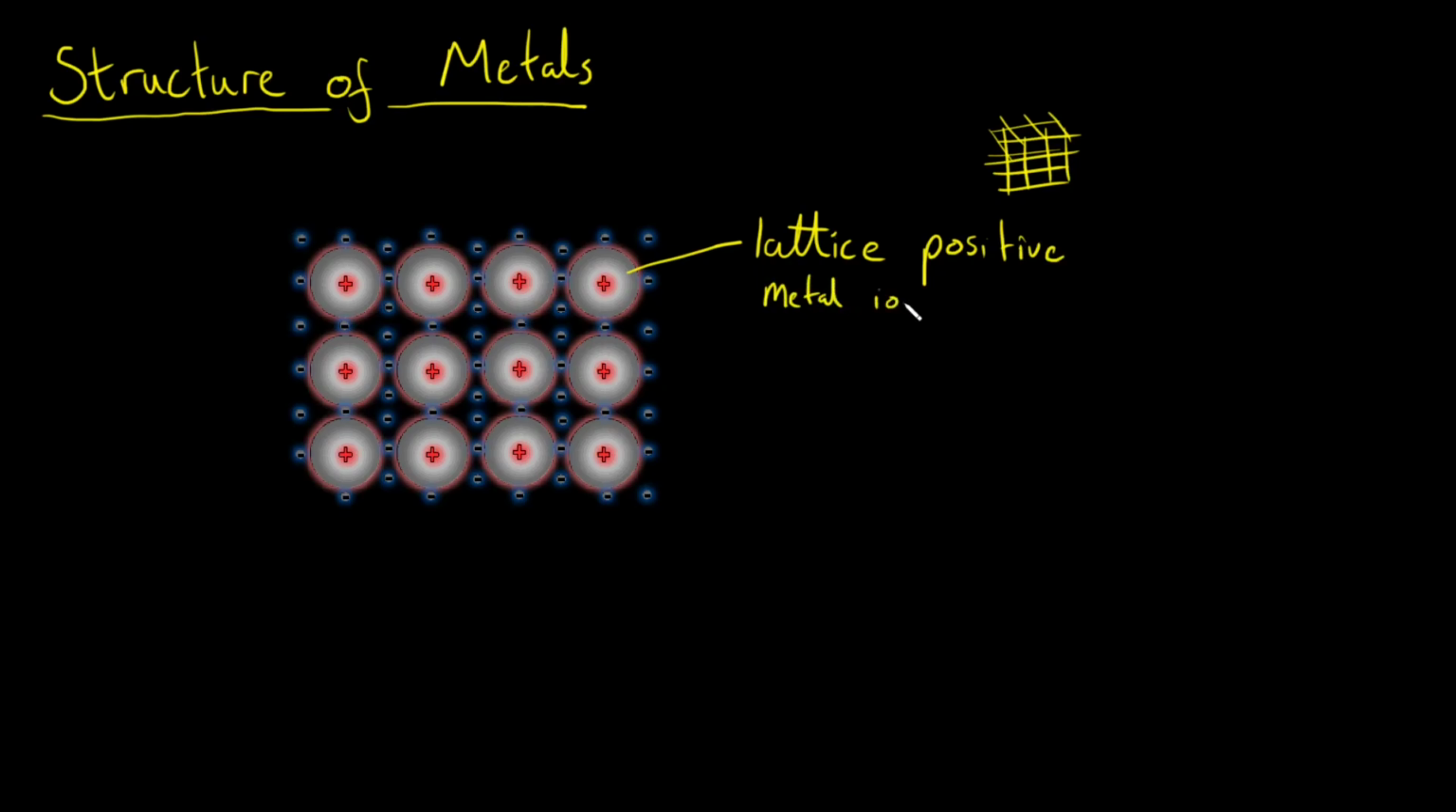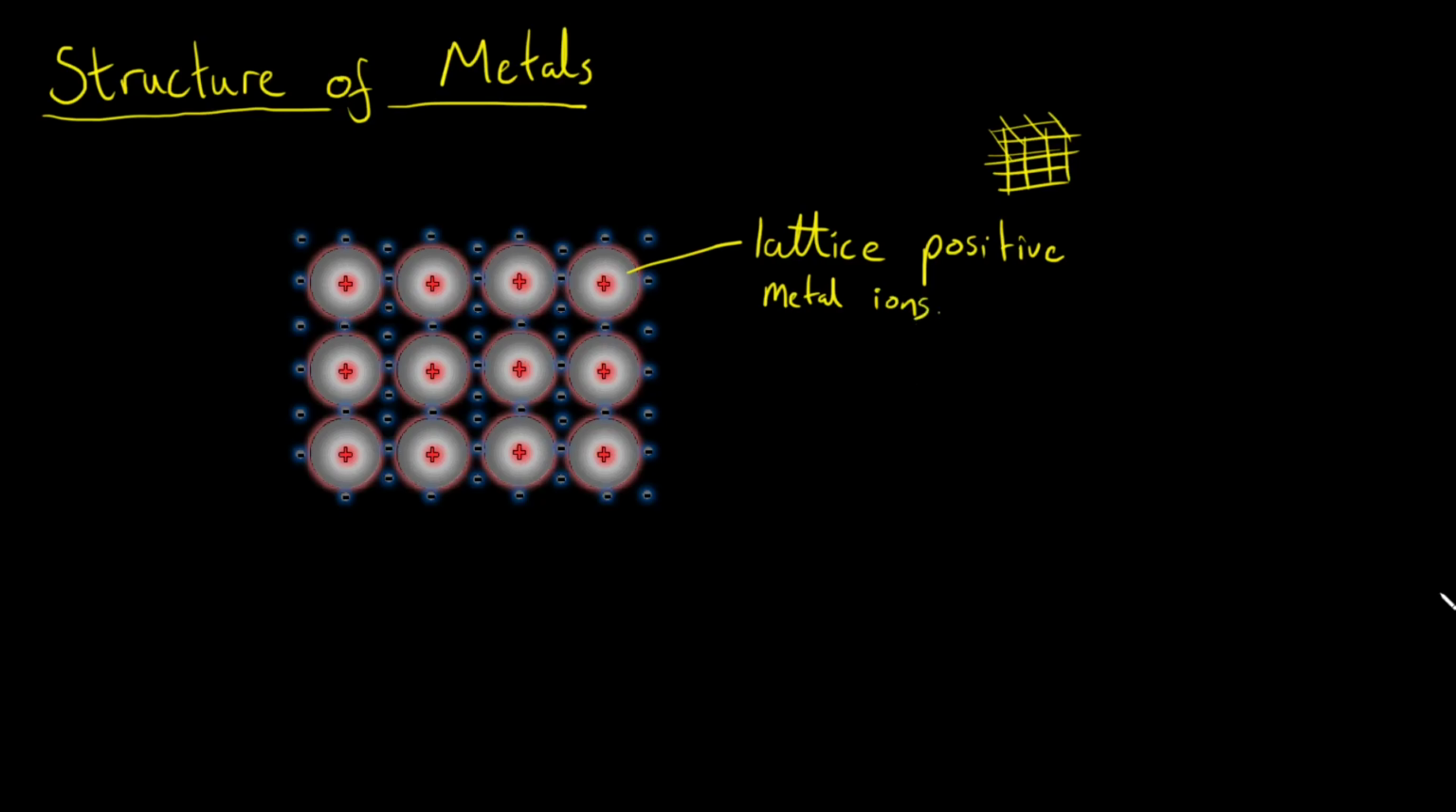Which makes sense because, if we remember back to Unit 1, if we're thinking in terms of ions, how do atoms become ions? Well, they either gain or lose electrons. We know that metals always lose electrons and always form positive ions. So the metallic structure is comprised of this giant lattice of positive metal ions.